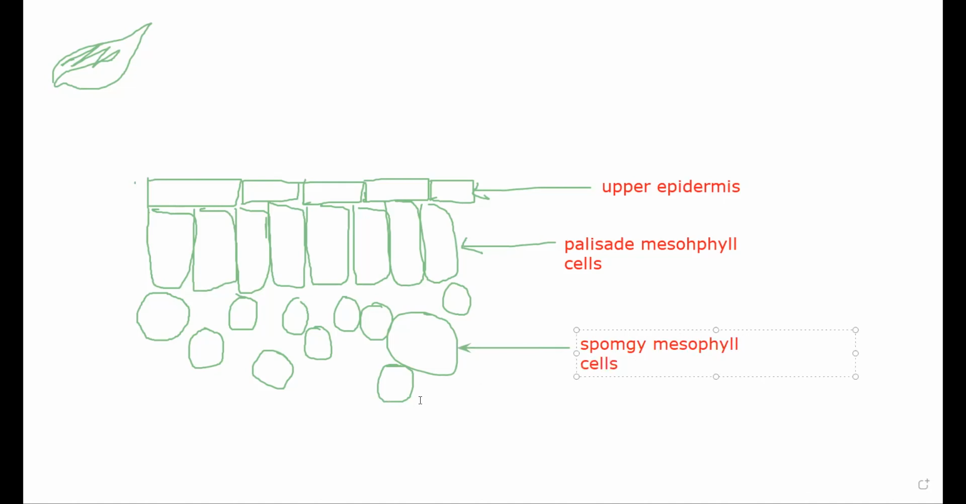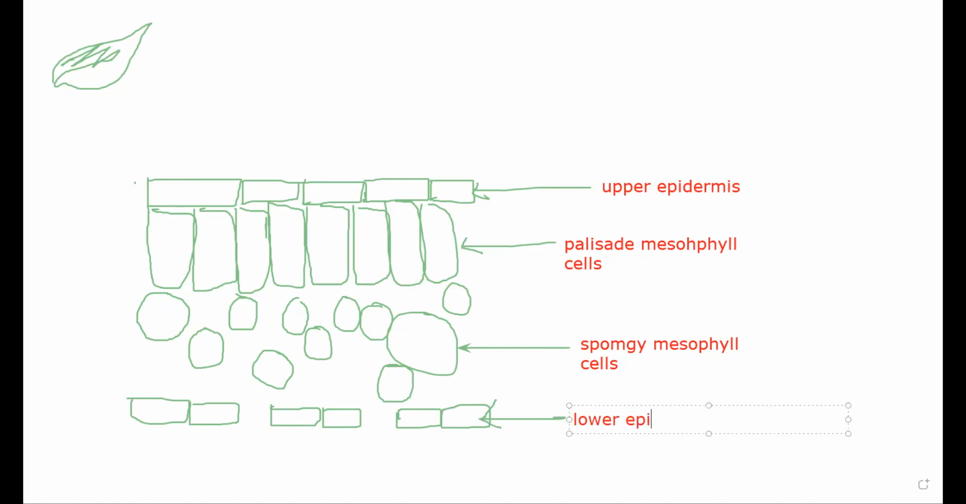And then below that, we will have a layer like that called the lower epidermis, like this. These are lower epidermal cells. So they are also tightly packed like this. So this is called lower epidermis. Upper epidermis on top. Next we have palisade mesophyll cells. Next spongy mesophyll cells, and then lower epidermis.